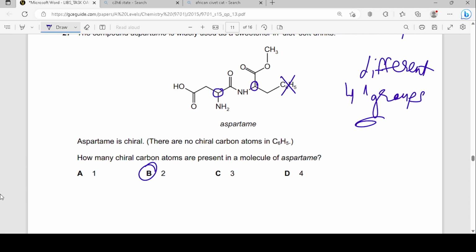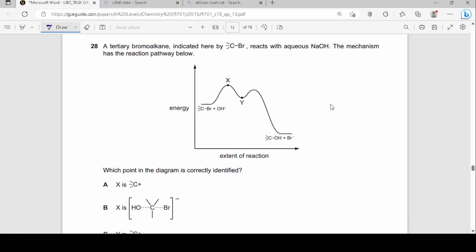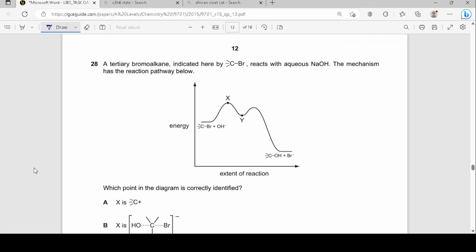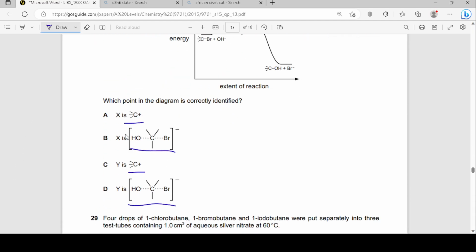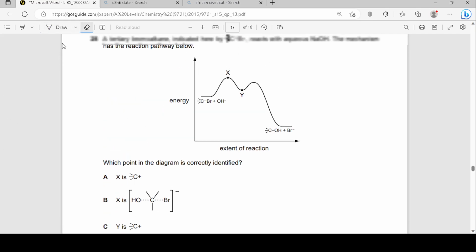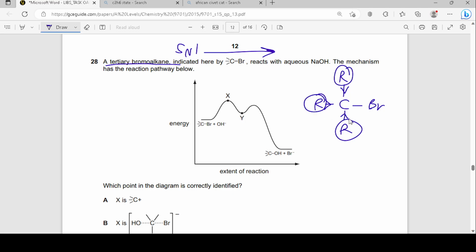Okay. Next, a tertiary bromoalkane, indicated here by R-Br, reacts with aqueous NaOH. The mechanism has the reaction pathway below. Which point of the diagram is correctly identified? Okay, so these are all intermediates that they've mentioned. Now, what did they say? They said it's a tertiary bromoalkane, right? If it's a tertiary bromoalkane, that means that it will undergo the SN1 mechanism. What does a tertiary bromoalkane mean? It means that it has three R groups, right? And so that means that it has a highly stable carbocation intermediate, right?